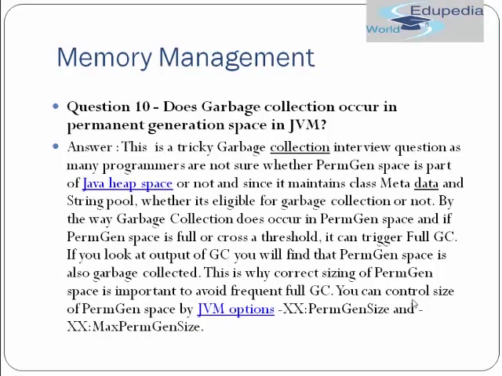Well, the answer for this would be that garbage collection does occur in perm-gen space. If perm-gen space is full or crosses a threshold, it can trigger a full GC. If you look at the output of GC, you will find out that perm-gen space is also garbage collected. This is why correct sizing of perm-gen space is important. We have already seen how we can control the size, that is using the -XX:PermSize and -XX:MaxPermSize options.